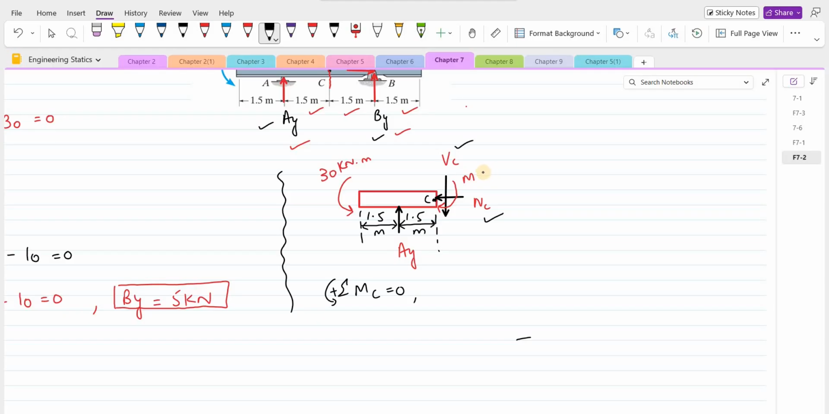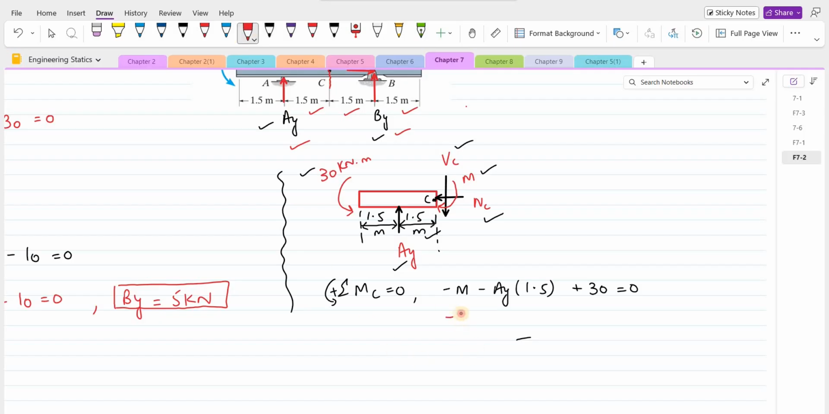But we have to consider this internal moment, which is clockwise, so we would take it as negative. So we have negative M. This support reaction Ay is trying to rotate the section of the beam in clockwise direction about the point C. So the moment produced by Ay will be taken as negative. So we have negative Ay and the moment arm is 1.5 meters. This external moment is counterclockwise, so we would take it as positive. So it's positive 30 equals to 0.